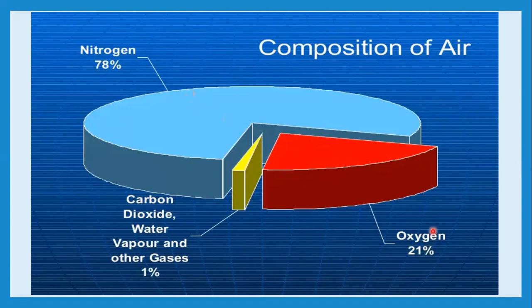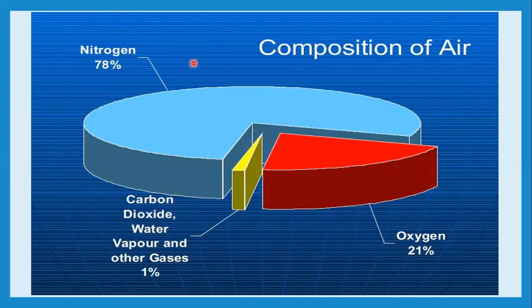red pie chart. It is the oxygen, which takes 21% of the whole composition of the air. And the third one, the smallest part of the composition of air, is carbon dioxide, water vapor, or other gases, which take just 1% of the whole composition of air.